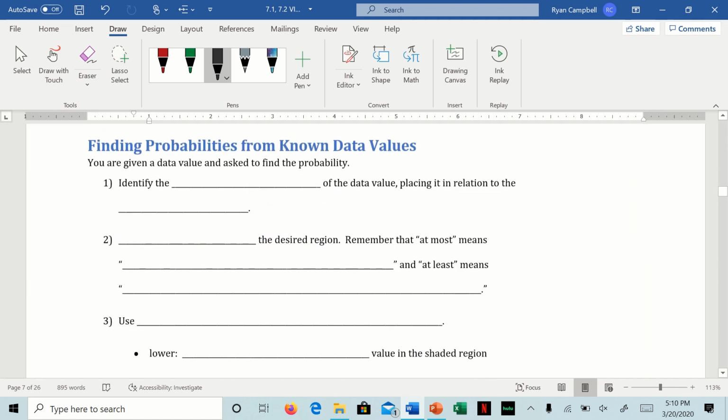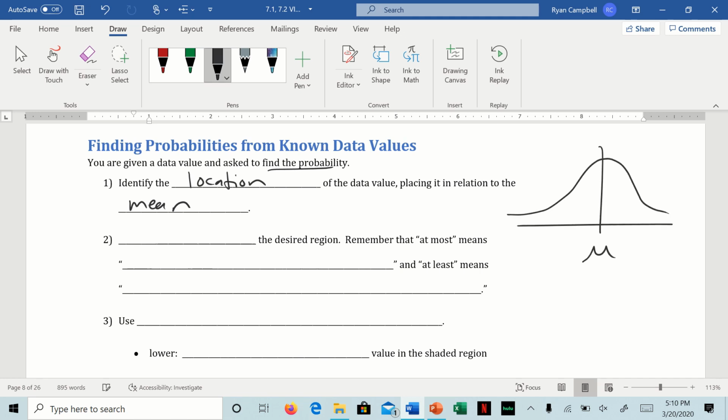All right, so let's actually try to figure it out: how to find probabilities for known data values. It is literally going to say either find the probability or what is the probability or percentage. So step 1, identify the location of the data value, placing it in relation to the mean. If you know where the mean is, is your value to the left or to the right of the mean? If it's to the right, we make sure it's on the right side. To the left, we make sure it's the left side.